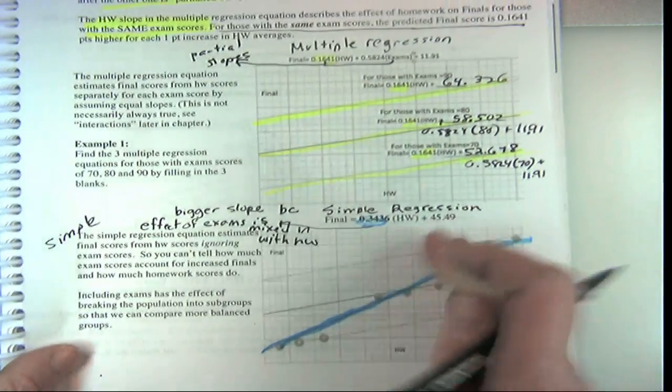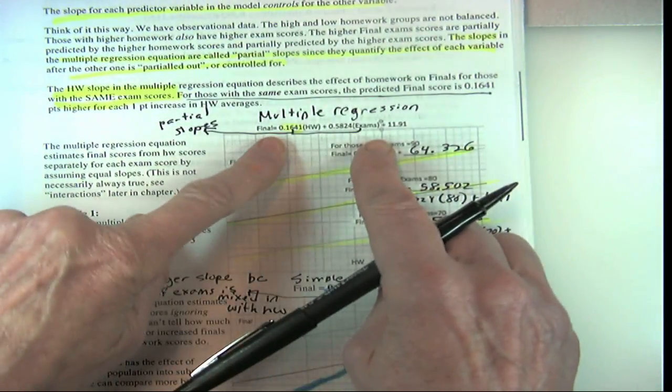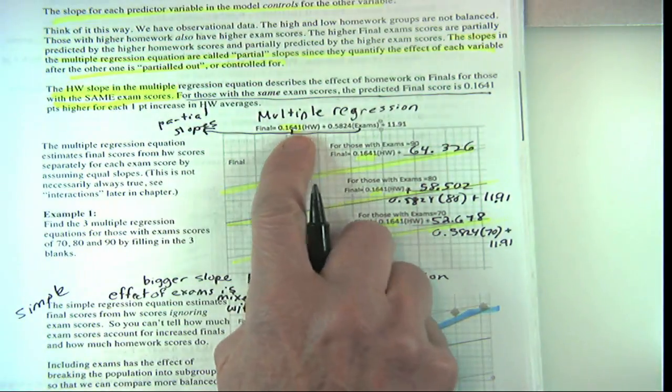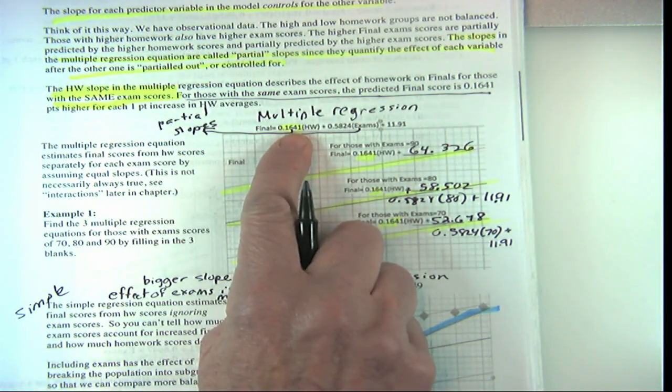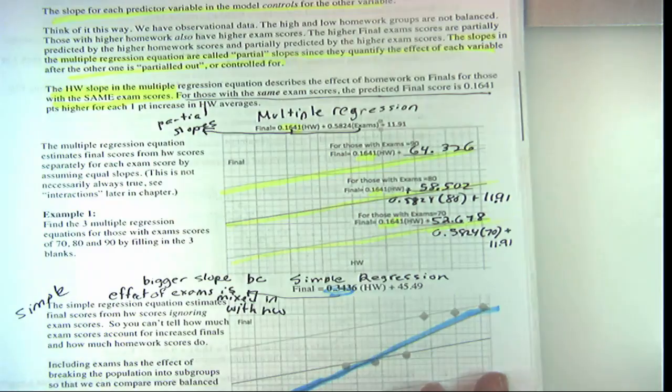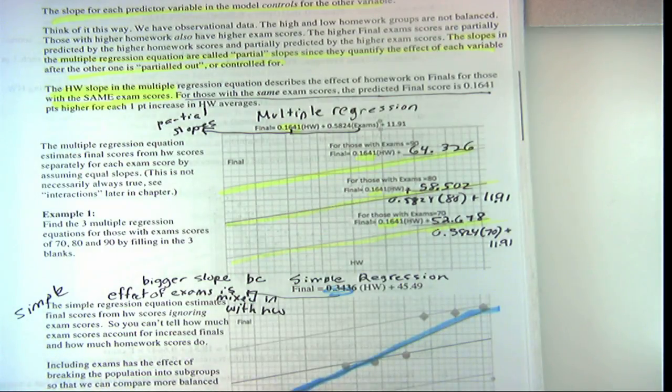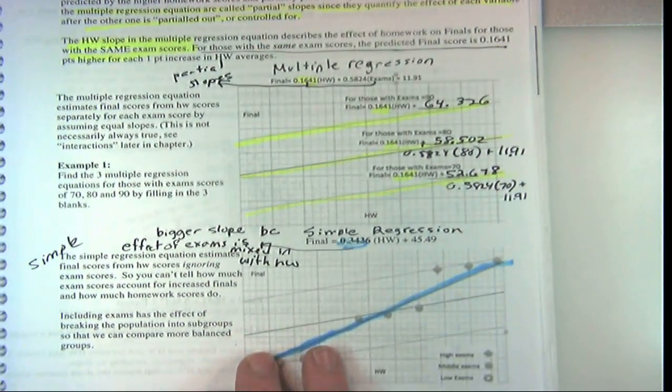So when you include exams in, then you see, after we already have exams predicting finals, how much more does homework help? And it goes down because they're all positively correlated here. Does that make sense? If they weren't correlated, it would be the same. All right, so that's the idea.